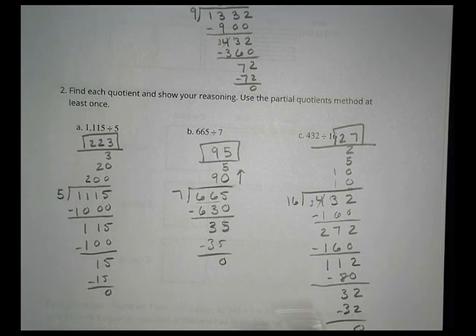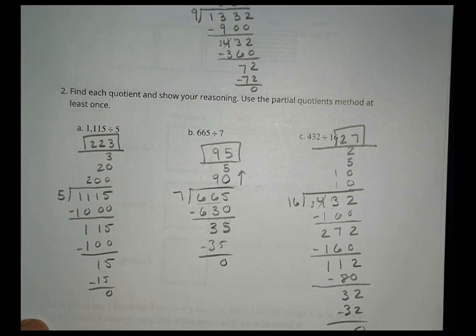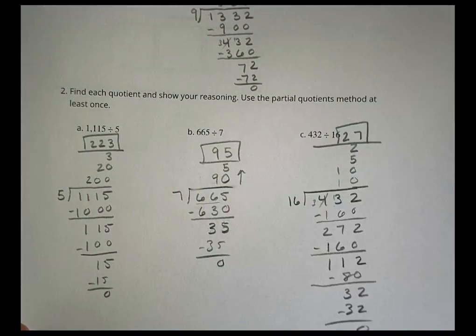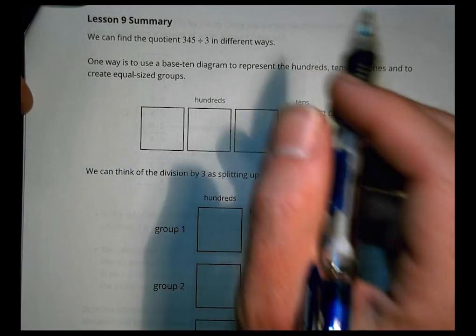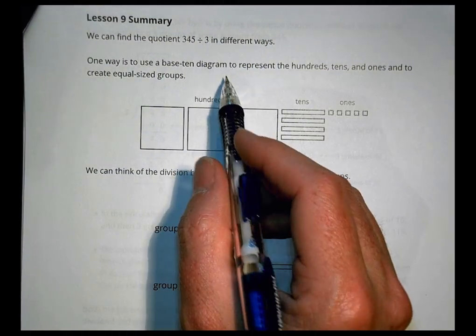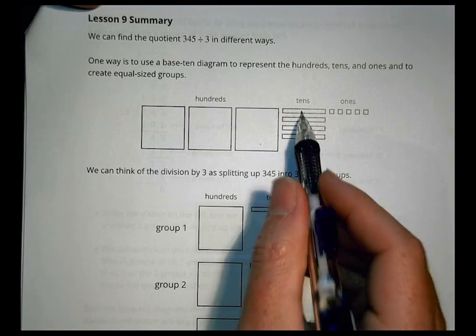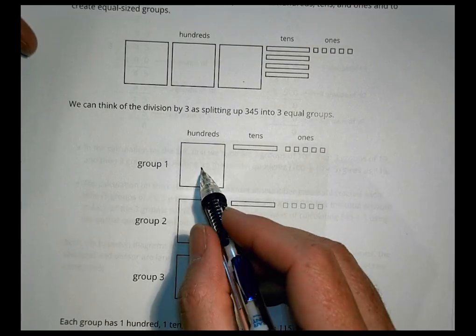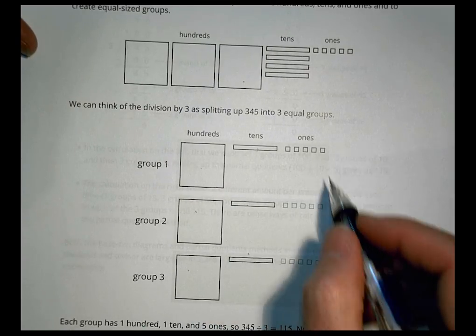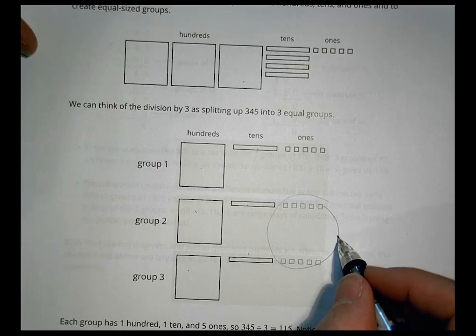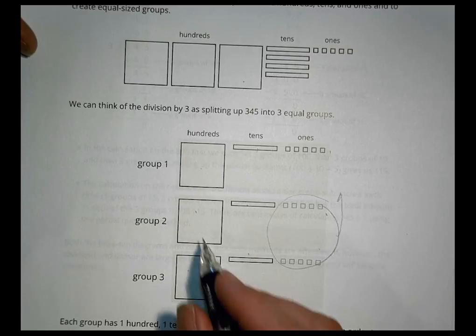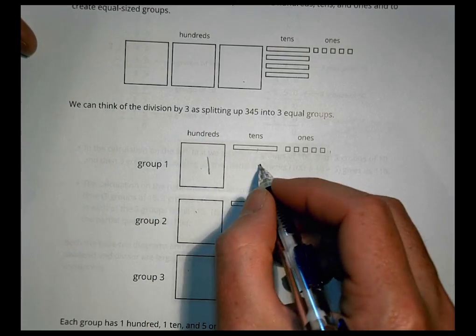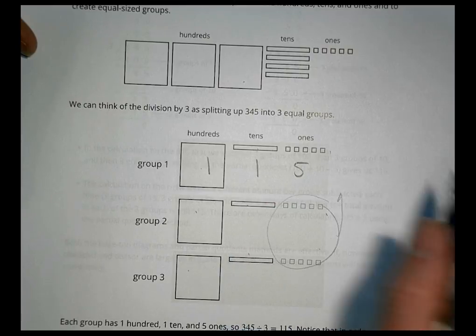Okay, so that's using partial quotients to help us solve these problems here. Are there other ways? There certainly are. We could use the base 10 blocks, and later on we can use long division, but just showing you how this works here. So in summary, we can find the quotient 345 divided by 3 in different ways. One way is to do a diagram. We take the 345 and we divide that up. We have the 300 and we have the 40, and we take that extra tens block and we unbundle it and we make it up into 2 groups of 5 here, so we have equal number of ones, and we end up with everybody having, in this case here, 100 and then 15 all together, right?